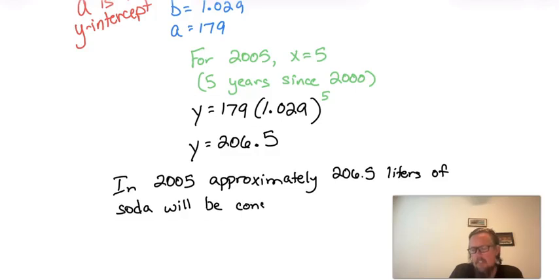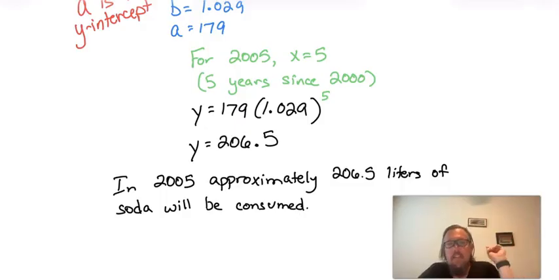I didn't look this up, but this is like per person or per household, or that's per person. That's a lot of soda. 206 liters of soda. That's a bunch. But all of this can be found by putting this equation into the calculator.